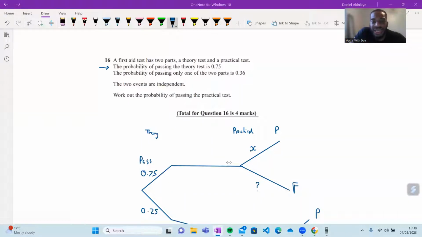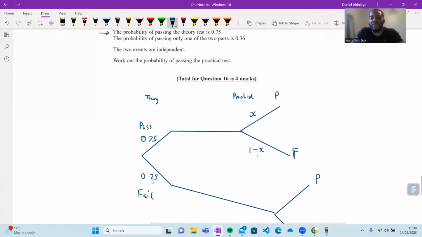Thank you very much. Exactly. It would be 1 minus X, isn't it? Right? It would be 1 minus X because remember, probabilities must add to 1. The same way we knew this was 0.25 was because it was 1 minus 0.75. So if this is X, this is 1 minus X. Does that make sense, guys?